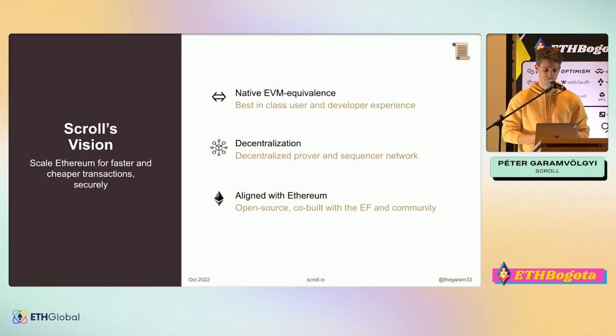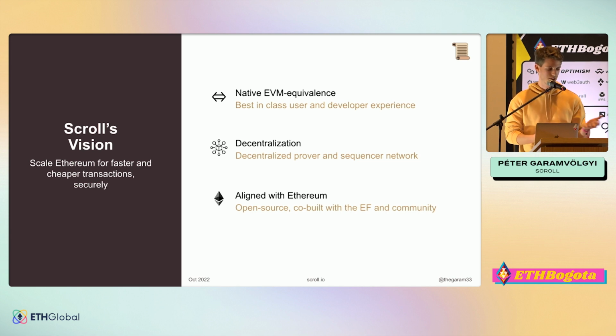Zooming out a bit, again, our vision is to scale Ethereum, so it should be faster, it should be cheaper, and it should be just as secure as layer 1, and that is what ZK EVM does. And there are many different companies working on ZK EVMs, and there are different design trade-offs to be made. In our case, we aim for as much compatibility as we can, and that means that we're aiming for bytecode equivalence.